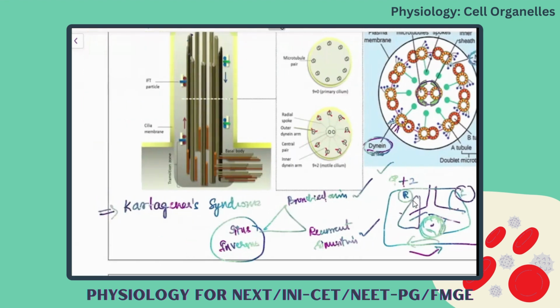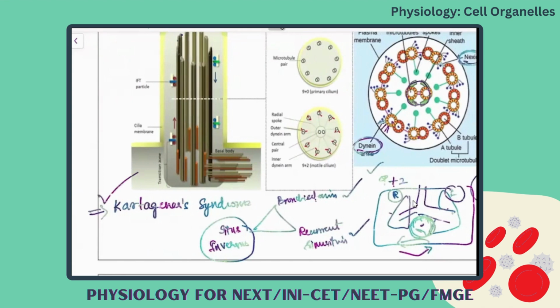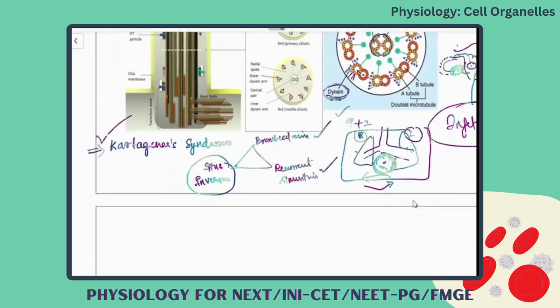So that is what you will encounter in this Kartagener syndrome. It is due to a mutation of the gene which has a role in ciliary structural maintenance. It is also a rare genetic disorder. Okay, clear? So that is what it is about.